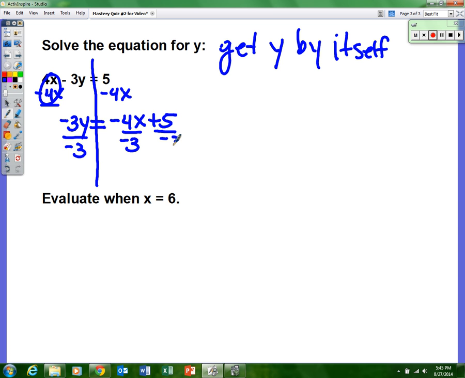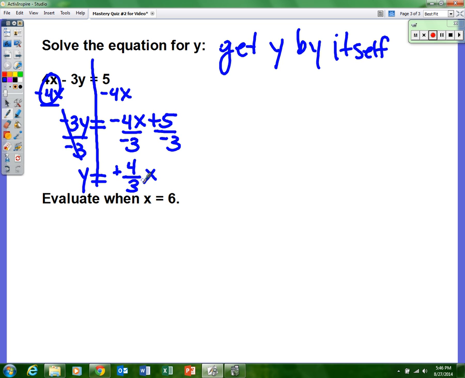Now, we do not need to worry about flipping here because there's no inequality. Okay, so the negative 3's cancel. So we're left with y equals. Okay, we've got a fraction. Negative 4 over negative 3. Well, a negative divided by a negative becomes positive. Now we don't want a decimal here. We're going to leave that as positive 4/3 x.